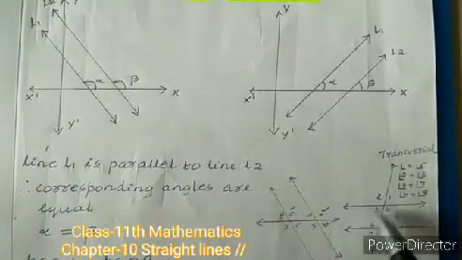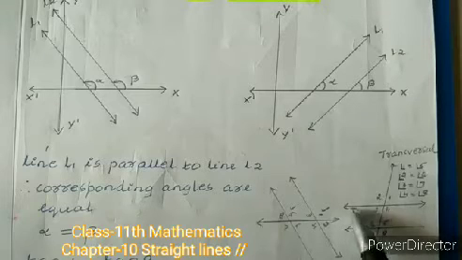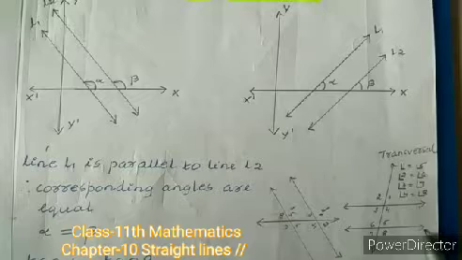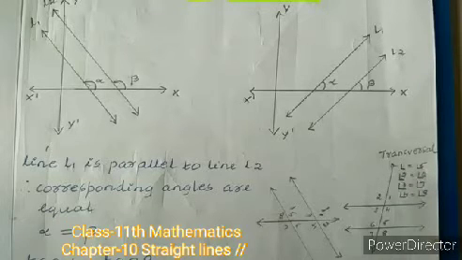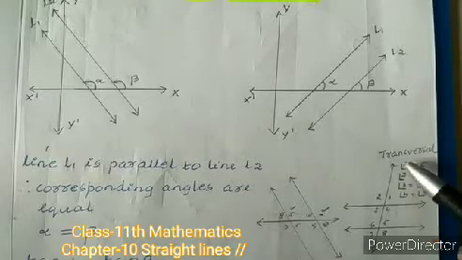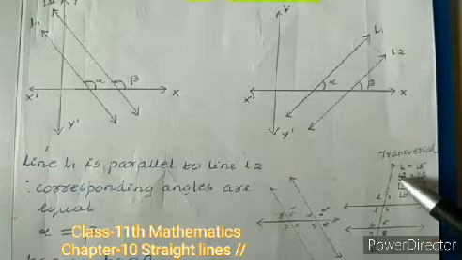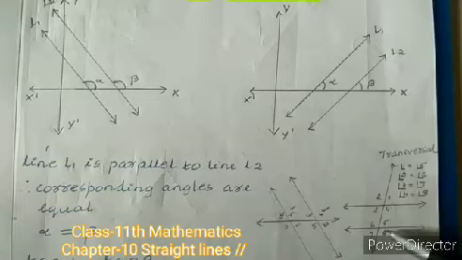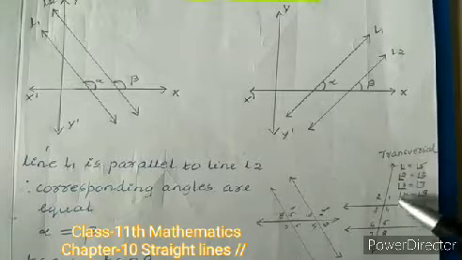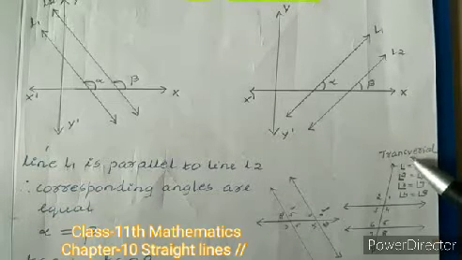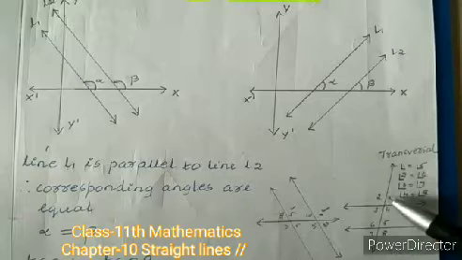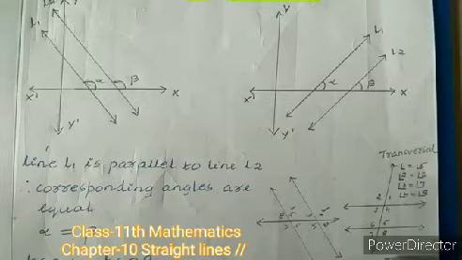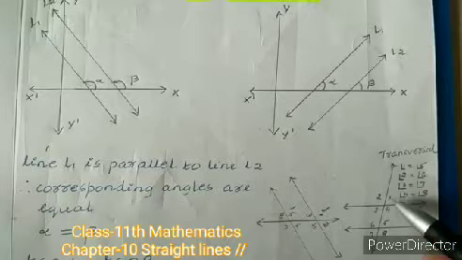Suppose you have two parallel lines, let us say line 1 and line 2, and one more line that cuts these two lines. Then such a line is known as a transversal. In this case, this particular line cuts these two parallel lines, so this is known as a transversal. When a transversal cuts two parallel lines, many angles are formed. At that time the corresponding angles are equal.